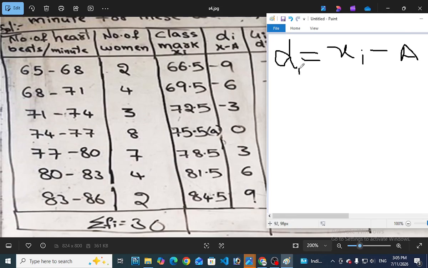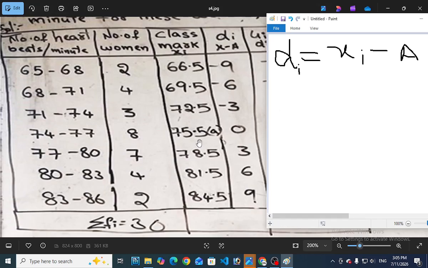di is equal to xi minus a. Xi is the class mark and a is the assumed mean. Out of all these class marks, we are assuming one class mark as the mean. So here the highest frequency is 8. That is why we are assuming 75.5 is the assumed mean of all these data of all the women.